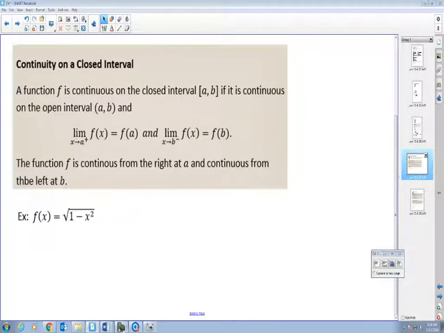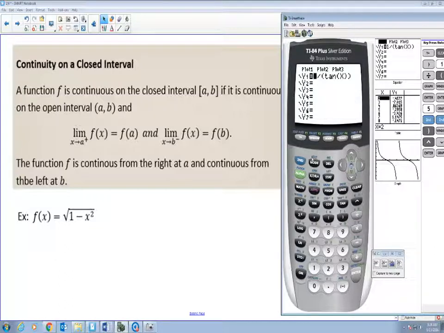I'm going to show you this real interesting graph: the square root of 1 minus x squared, close parenthesis. I'm going to zoom to number 6, go back to my standard window. This is what it looks like in the standard window, so I need to manipulate my window a little bit. I'm going to go from -2 to 2, and do the same thing for y, -2 to 2. Now that's much better.